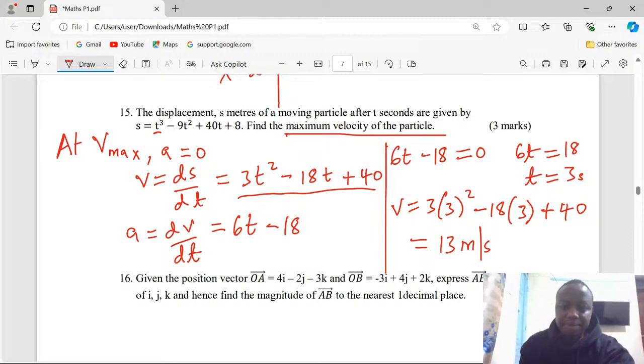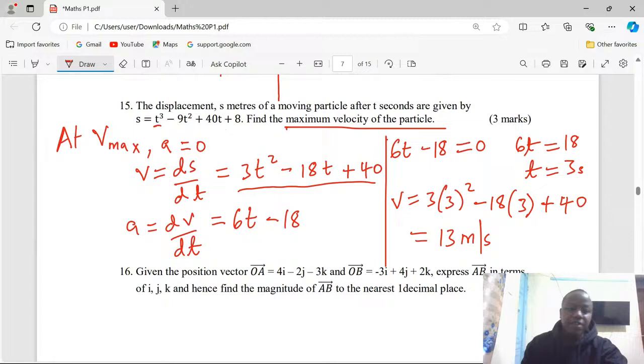That is the maximum velocity attained. Remember to follow the instructions that I'm giving. Whatever I'm mentioning tonight is very important.